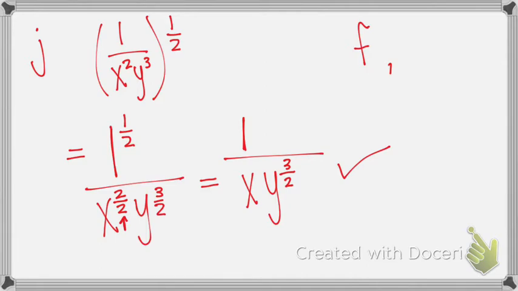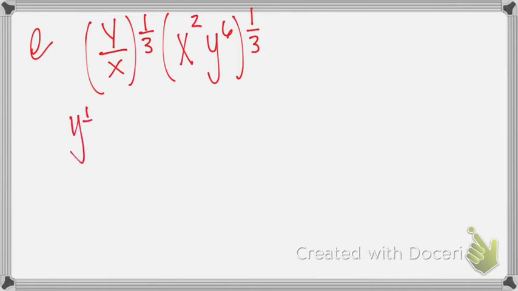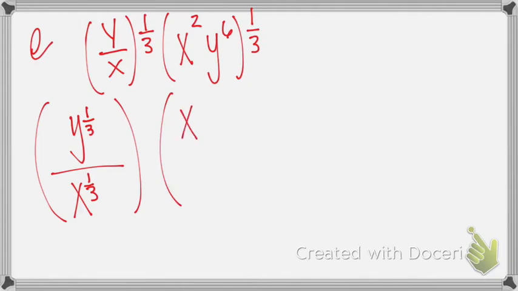The next one I'm going to do is E. So E is y over x to the 3rd power, and x squared y 6 to the 3rd power. So we're going to start by applying the power rule. So we have y to the 3rd and x to the 3rd. And then we have x to the 2/3 and y to the 6/3. And this is just over 1.